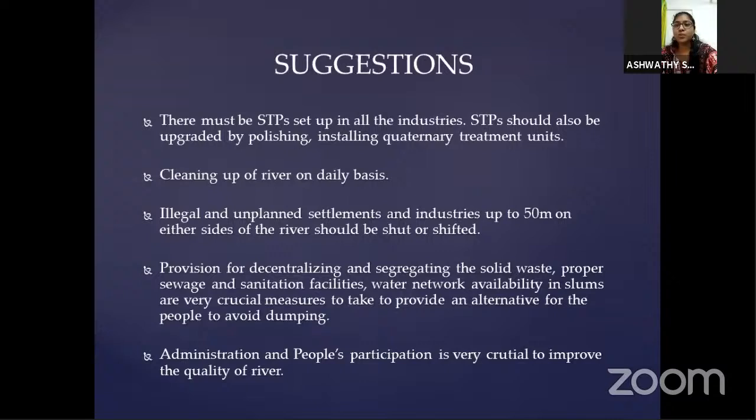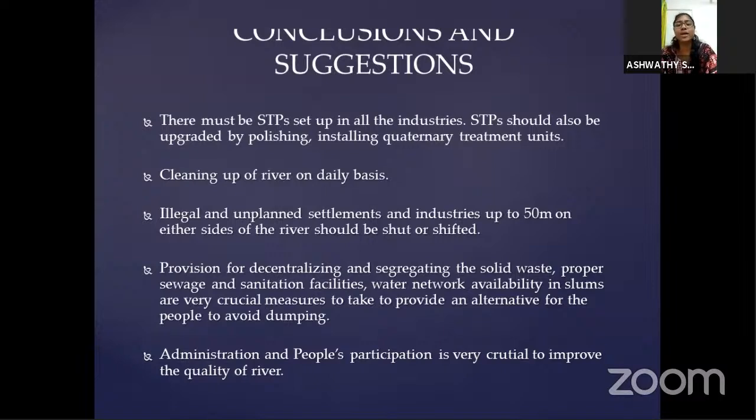Now let's come to the conclusion. There must be STPs set up in all the industries. STPs should also be upgraded by polishing and installing quaternary treatment units, and the river should be cleaned on a daily basis. Illegal and unplanned settlements and industries up to 50 meters on either side of the river should be shut or shifted. Decentralizing and segregating solid waste, proper sewage and sanitation facilities, and water network availability in some slums are very crucial measures to provide an alternative for people to avoid dumping.